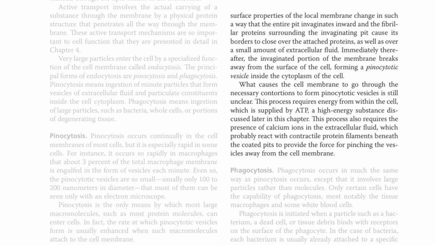What causes the cell membrane to go through the necessary contortions to form pinocytotic vesicles is still unclear. This process requires energy from within the cell, which is supplied by ATP, a high-energy substance discussed later in this chapter. This process also requires the presence of calcium ions in the extracellular fluid, which probably react with contractile protein filaments beneath the coated pits to provide the force for pinching the vesicles away from the cell membrane.